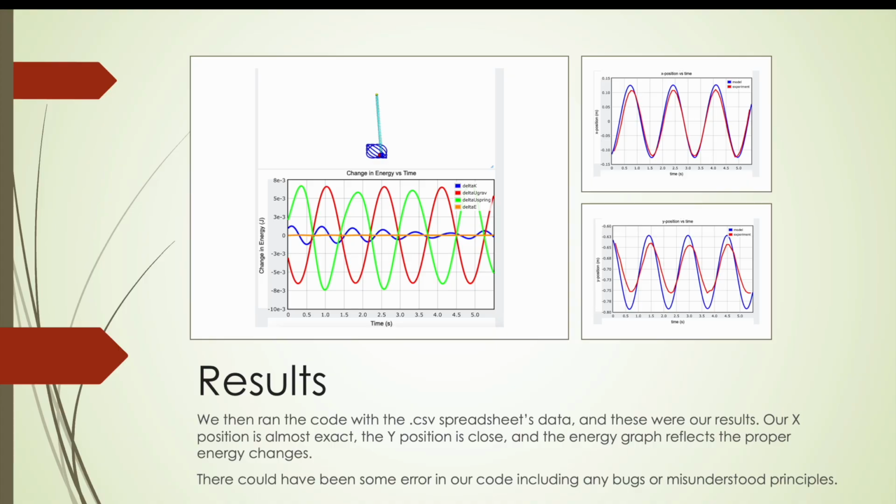And this is our results. We have our energy time graph, our x position, and our y position. That was generated when we ran the code using the CSV spreadsheet's data. Our x position is almost exact, and our y is pretty close, and the energy graph reflects the proper energy changes. There could have been some error in our code, including any bugs or misunderstood principles.